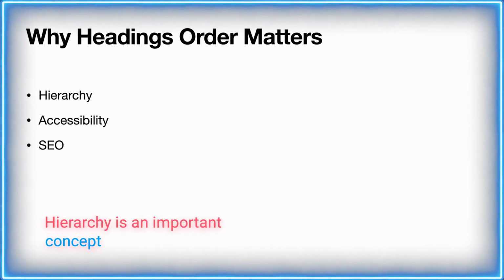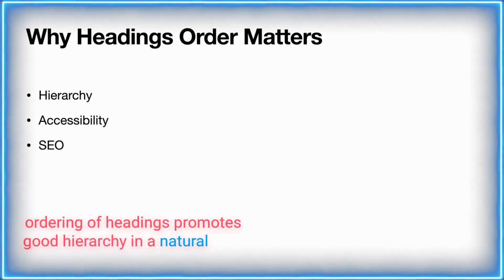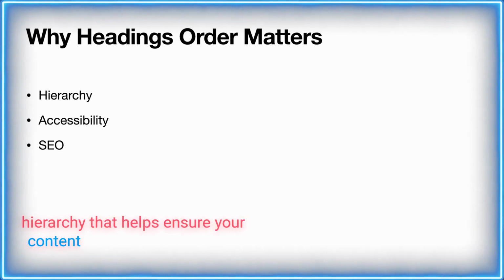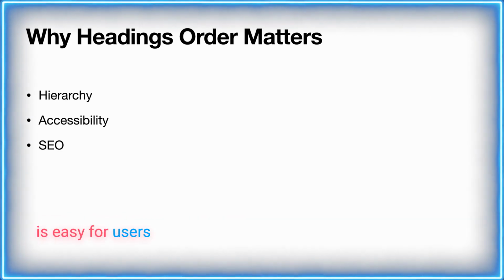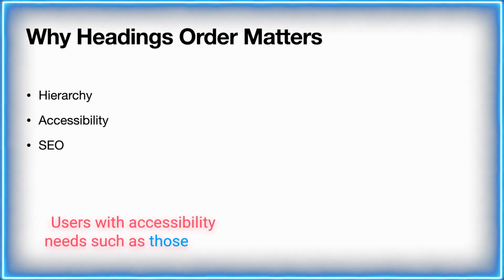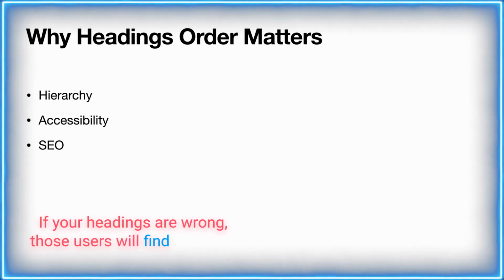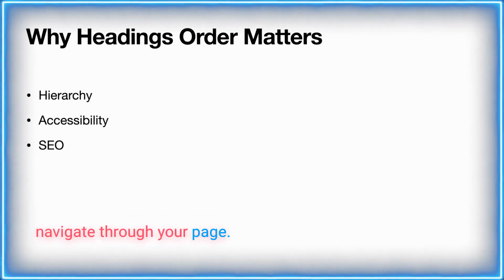Hierarchy is an important concept in UX. The correct ordering of headings promotes good hierarchy in a natural way. By using headings the right way, you'll be creating a hierarchy that helps ensure your content has a logical flow that is easy for users to understand. Users with accessibility needs, such as those who use screen readers, greatly benefit because they can skip through headings instead of reading through everything. If your headings are wrong, those users will find it hard to navigate through your page.